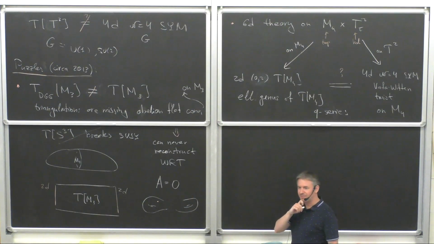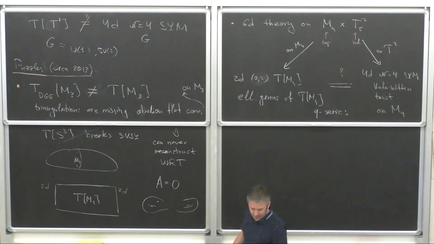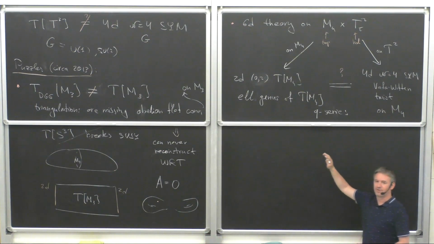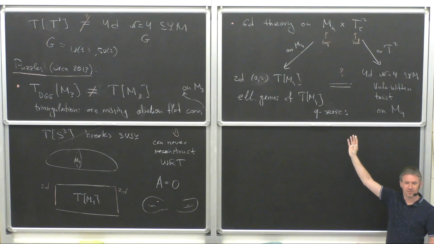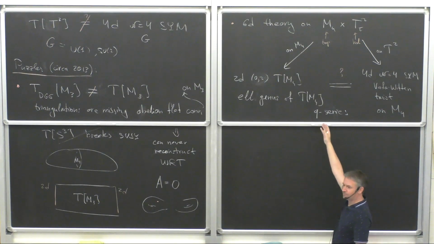But anyway, what was the puzzle back in the day? The puzzle was that if you compute its modular weight, you can do it in 2 different ways. Here, if you reduce on a 4 manifold, you can take the anomaly of the 6-dimensional theory, which is extremely well known, take the anomaly polynomial, and just integrate that over the 4 manifold.